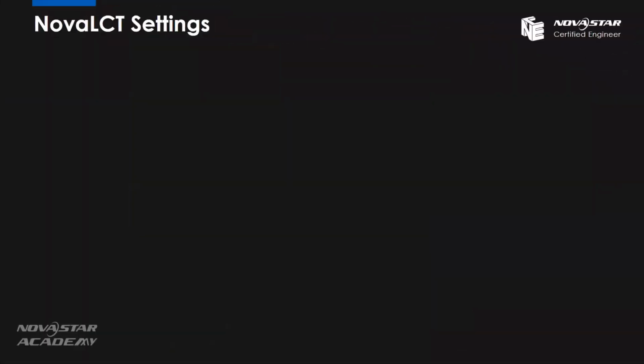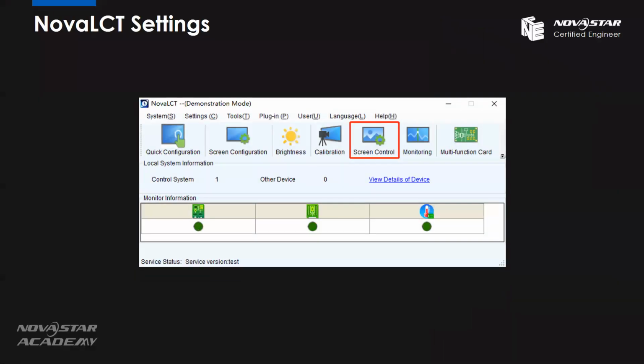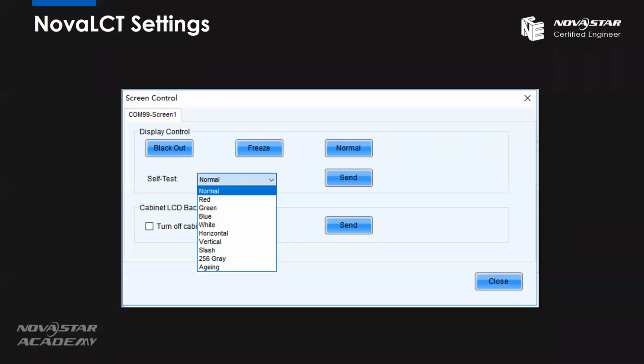And now let's see, where is the screen control in the software interface? This is the main interface of the Nova LCT. And here you can see this is a screenshot for the demonstration mode. But actually, even if you are not logged in as an advanced user, you still have the screen control options. So at the main interface, you have a screen control icon. And if we click the screen control, it will have a pop-up window like this. Then we have some options about the screen control, like the blackout, the freeze, and the self-test, which has a drop-down list.